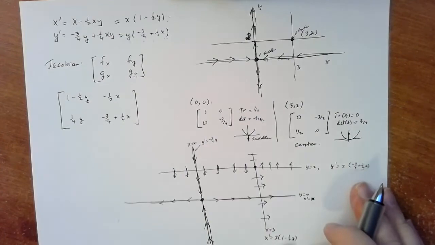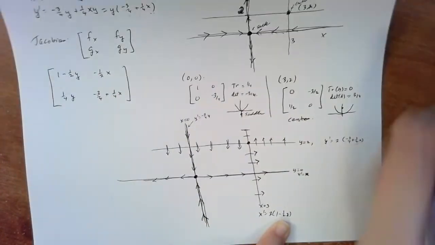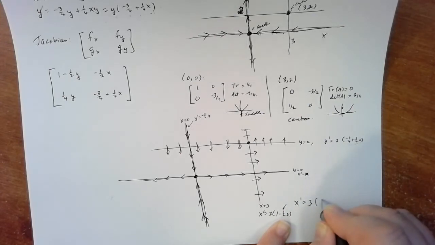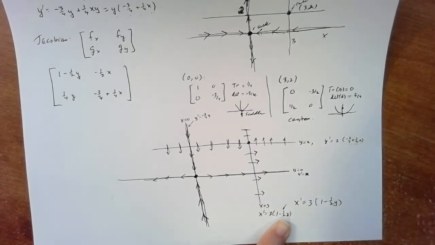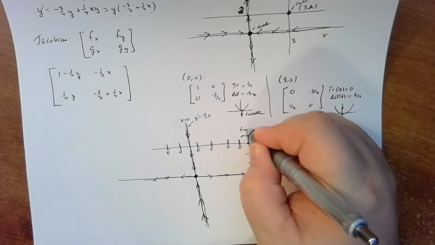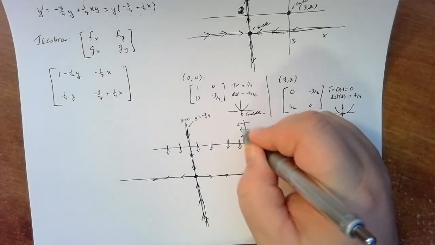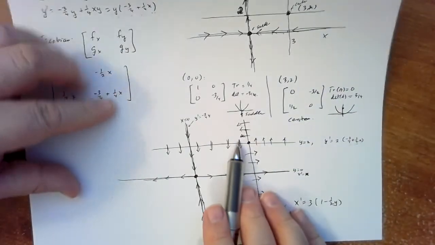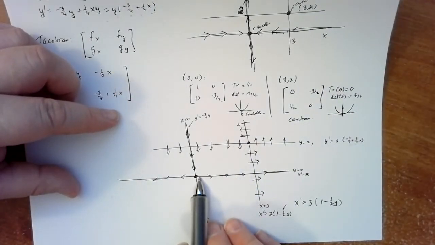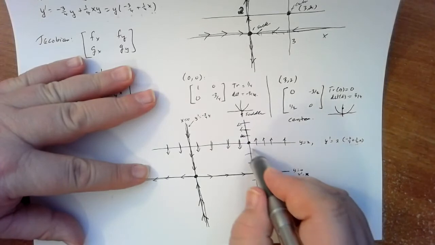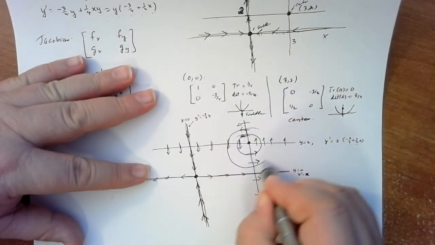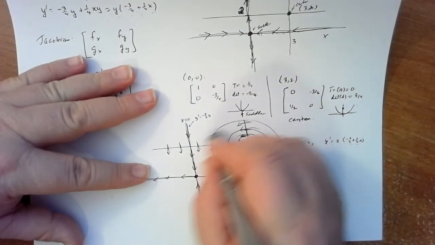Can you still read that? Sorry about that. Maybe make that bigger. x prime is equal to 3 times 1 minus 1/2 y. Yeah, so that'll be going that direction. Can you see what's happening now? Because we've already called this a center, and this is a saddle. And so you can see that's what's happening. Looks like we're getting some solutions like that.